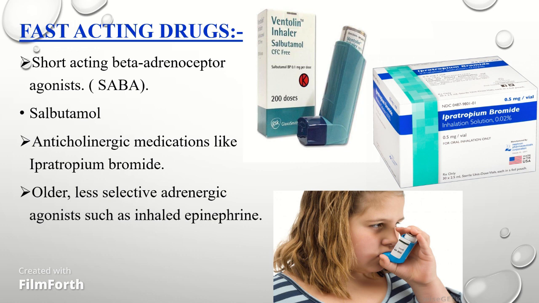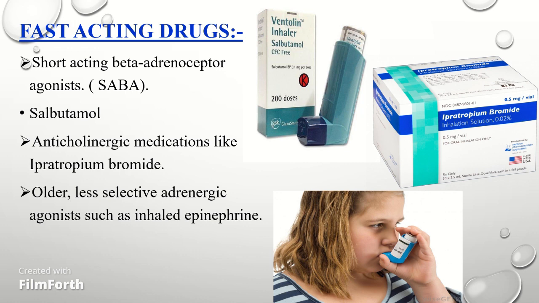Next one is anticholinergic medications like ipratropium bromide, which give additional benefit to the short acting beta agonist drugs. Next one is selective adrenergic agonist drugs such as inhaled epinephrine. This drug has equal efficacy to SABA drugs. But such drugs are not recommended due to concern regarding excessive cardiac stimulation.